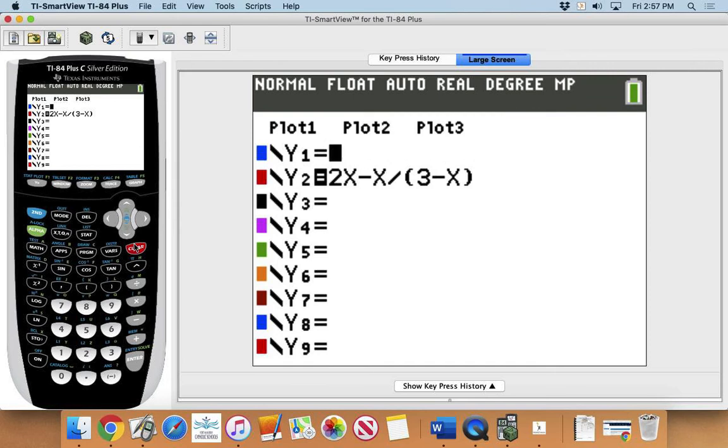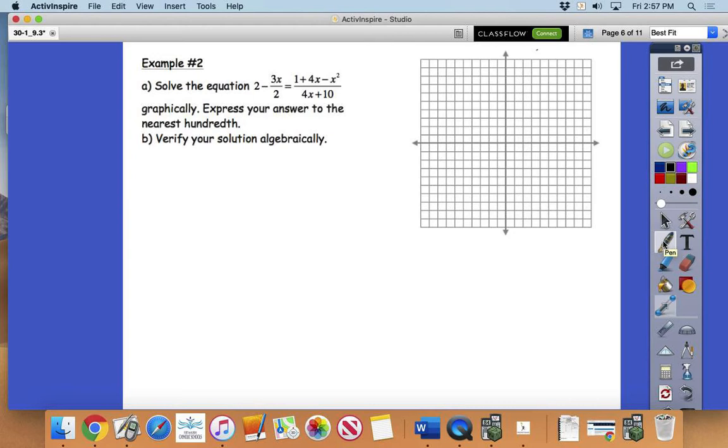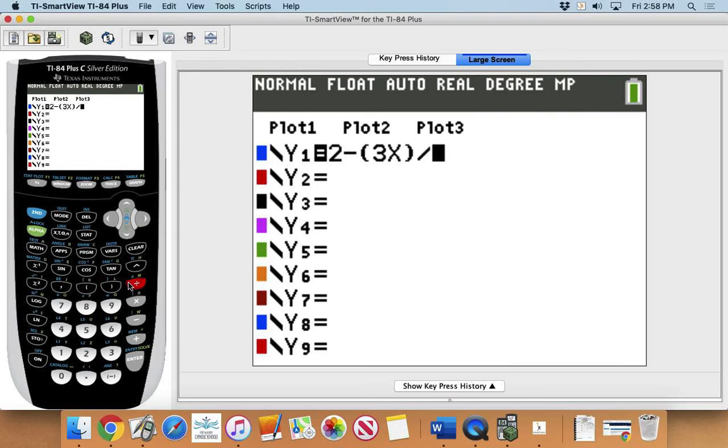So with this one, when I'm doing this graphically, I am going to label this as y1. The left side I'll label as y1, the right side of the equation I will label as y2. So that's what I'm going to do in my graphing calculator. Clear whatever you have there. For y1, you're going to go 2 minus, in brackets, 3x divided by 2.